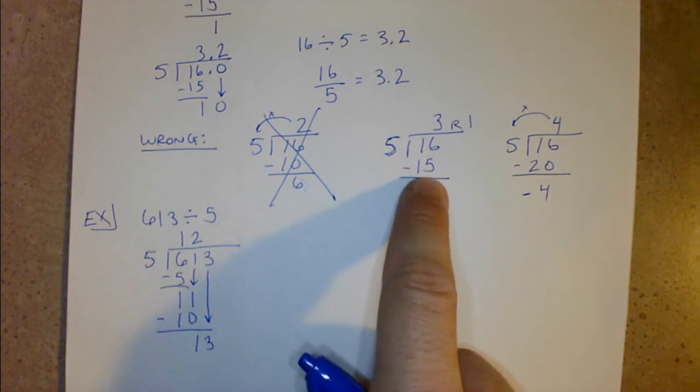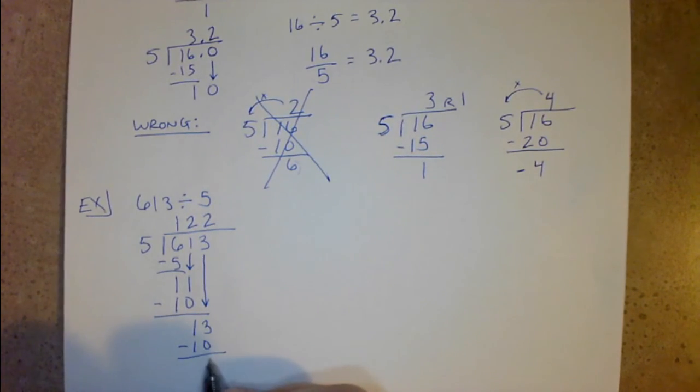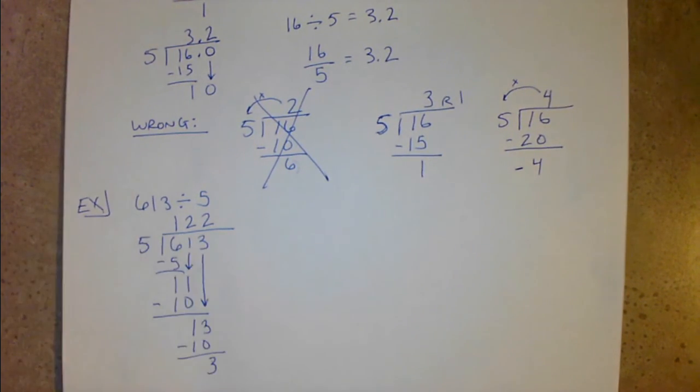5 times 3 is 15. 15 is bigger than 13. So this is again 2, because 2 times 5 is 10. When I subtract these, I get 3. And this 3, after I do my subtraction, is less than 5, and it's positive. So I know that I'm on the right track.